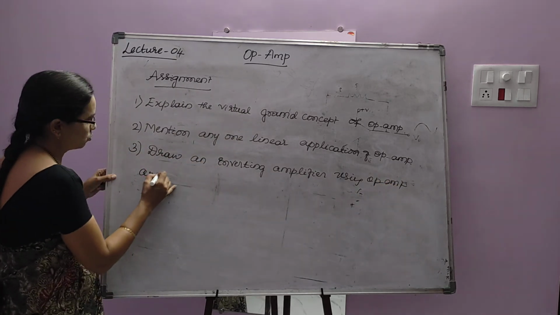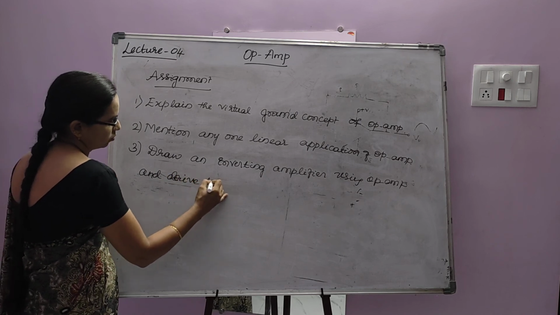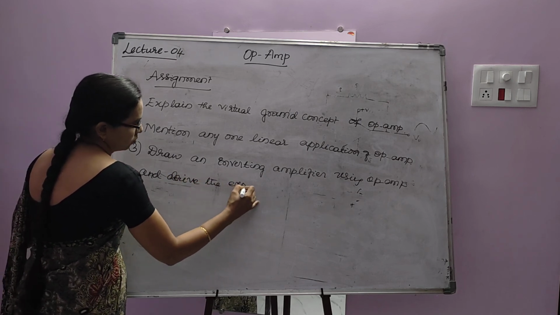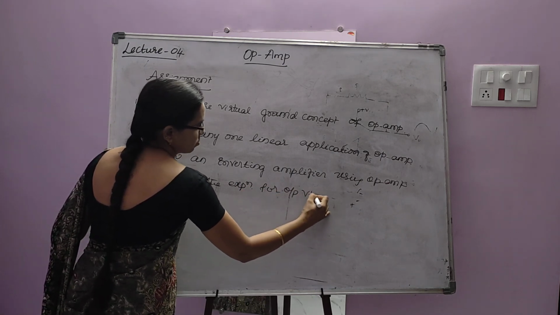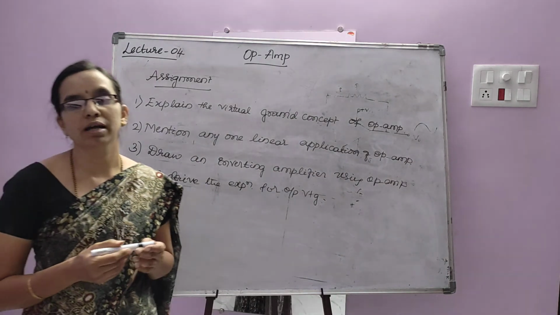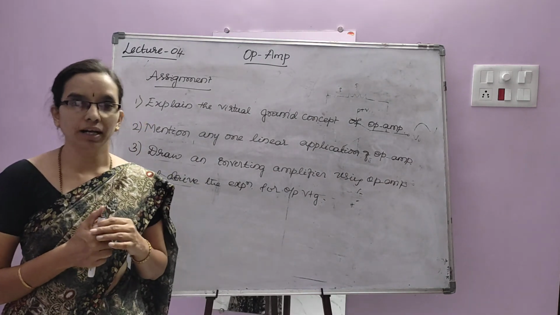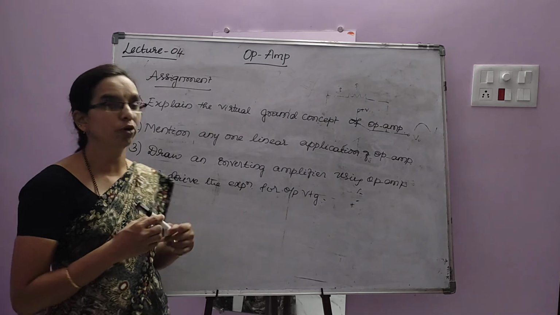And derive the expression for the output voltage. V naught is equal to minus Rf by Ri into Vi. That is the gain expression. You can derive the expression for the output voltage, right?